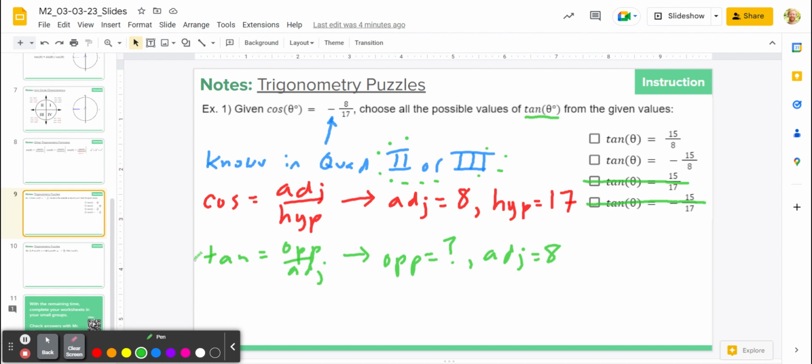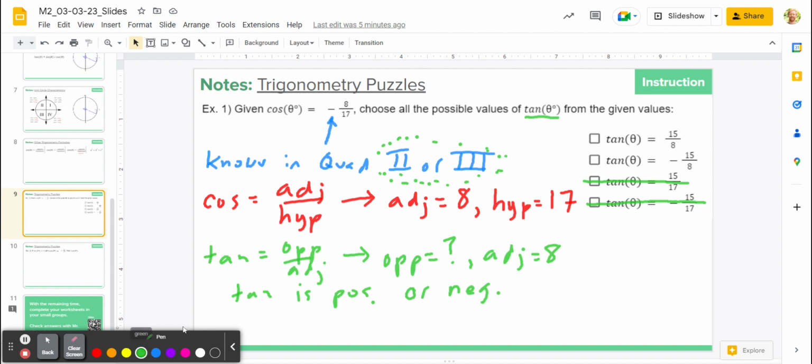We also know that because we're in quadrants 2 or 3 here, that our tangent can be positive or negative. So tan is positive or negative here. So in this case, we can probably rightly assume that, hey, it's got to be 15 over 8 has to be our answer, right?